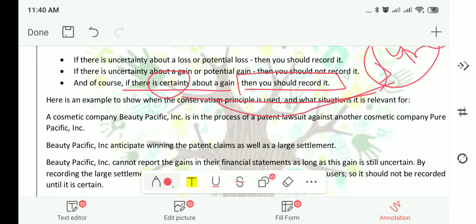So this was the lecture that we needed to cover, and these are some of the important principles or aspects. There are many more principles that we will be covering in the future lectures.